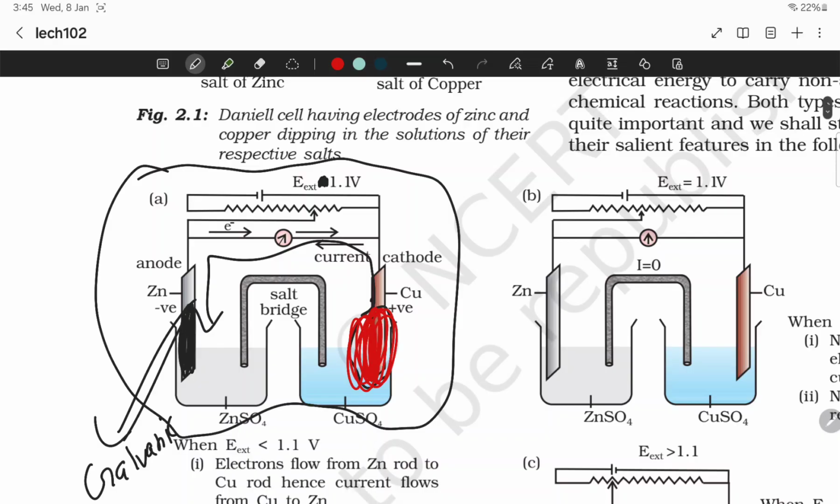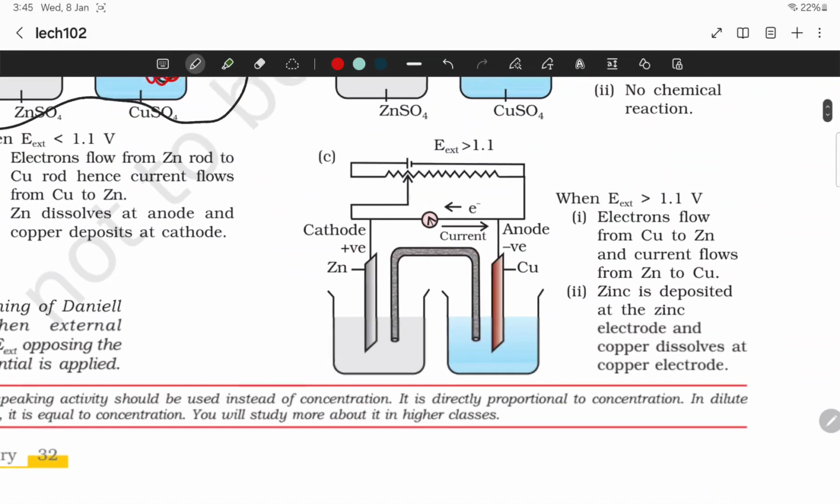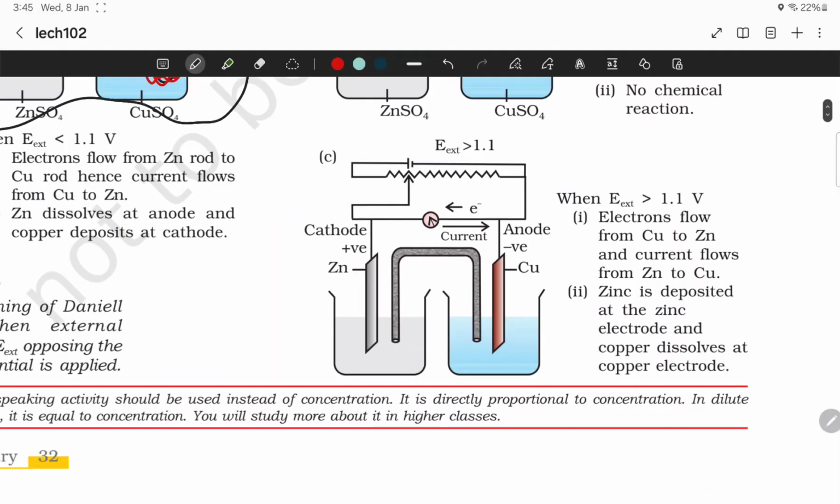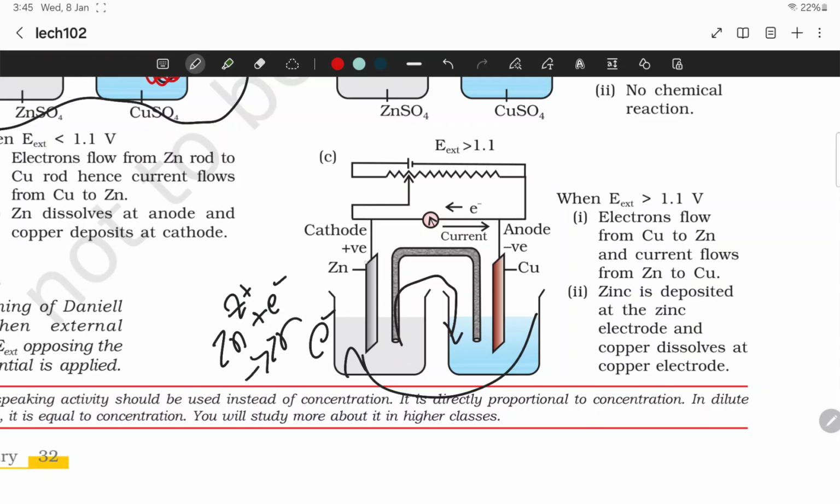Give an external voltage greater than the voltage of the battery, that is more than 1.1 volt. Here if we give more than 1.1 volt, what happens? Current flows from zinc to copper, which means electrons will come from copper to zinc. Electrons are coming, so Zn2+ will gain those electrons and become Zn, and it will regain its shape, and copper will also regain its old shape.